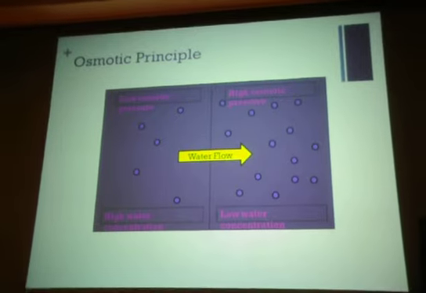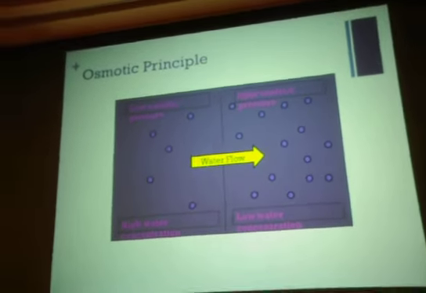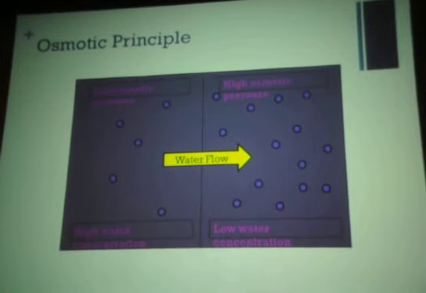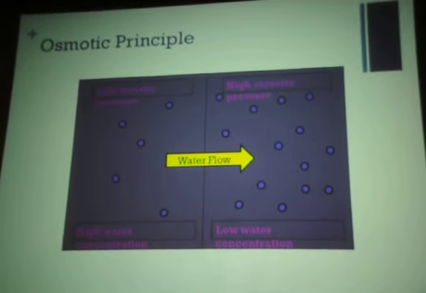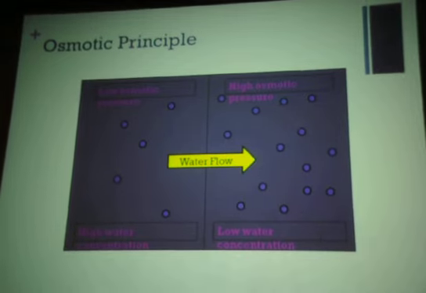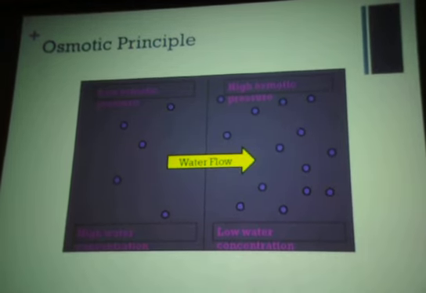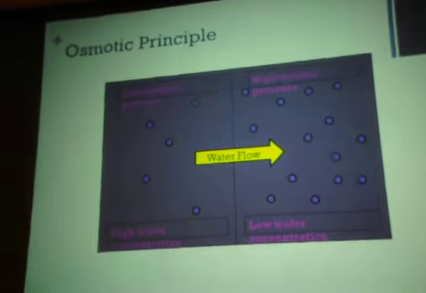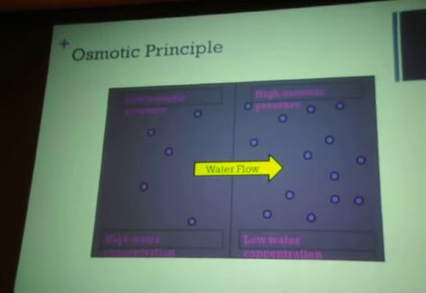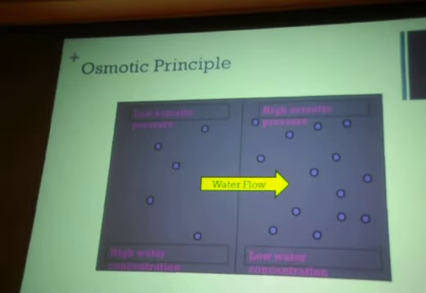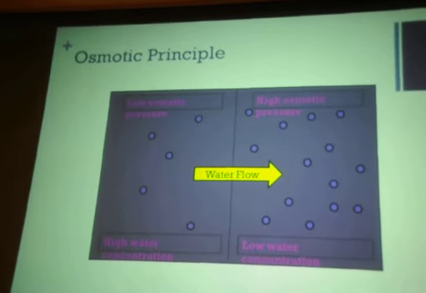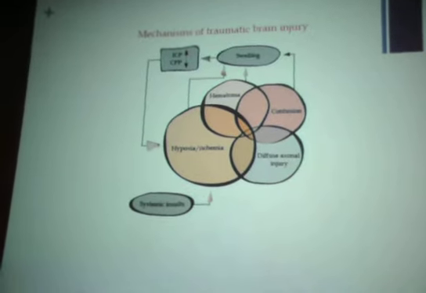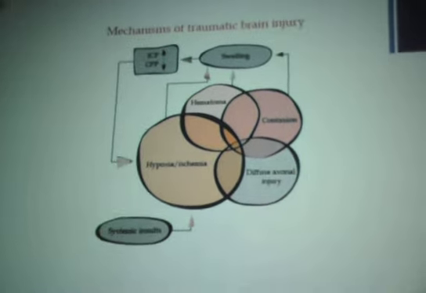So this is just a little review of your osmotic principle. On the left-hand side, you have an area of high water concentration, which would be like the swelling brain tissue, and on the right, an area of low water concentration with more solutes, which would be like your blood treated with the hypertonic saline. So you can see how water would flow out of the brain tissue and into the intravascular system.